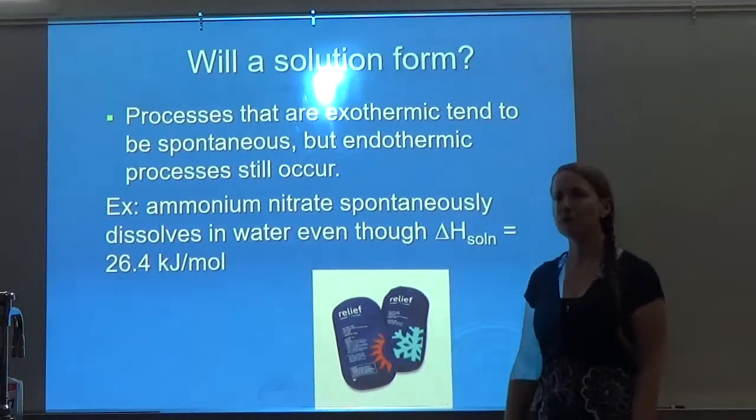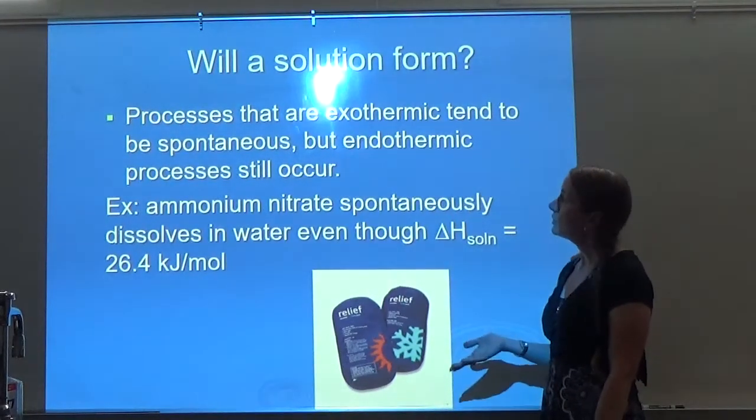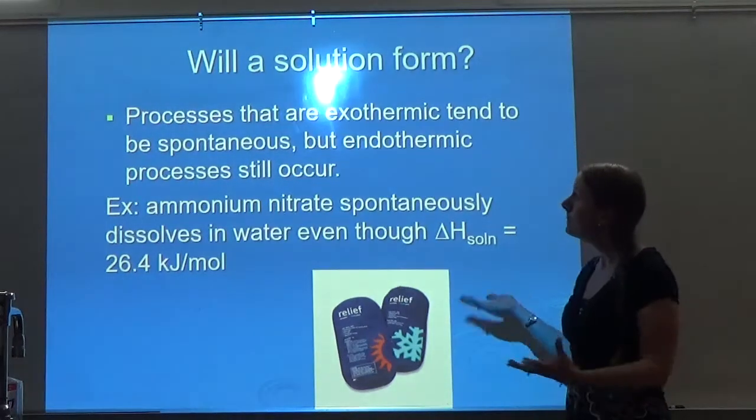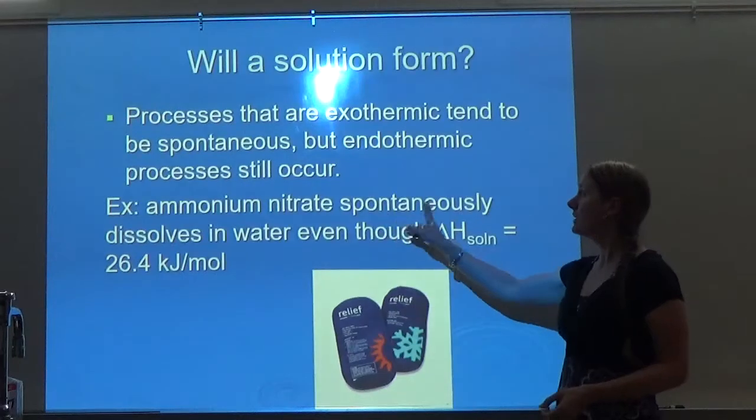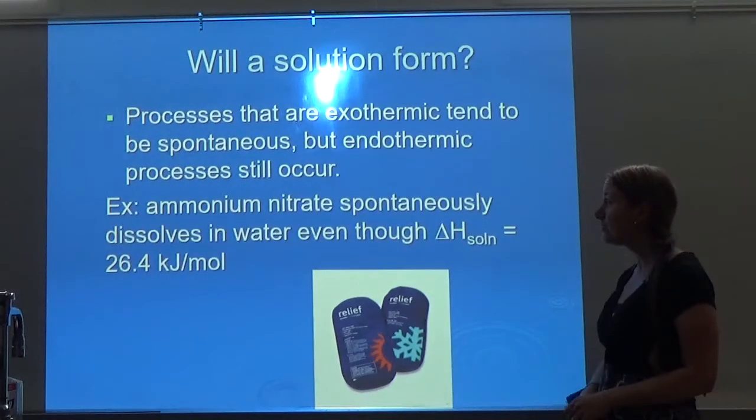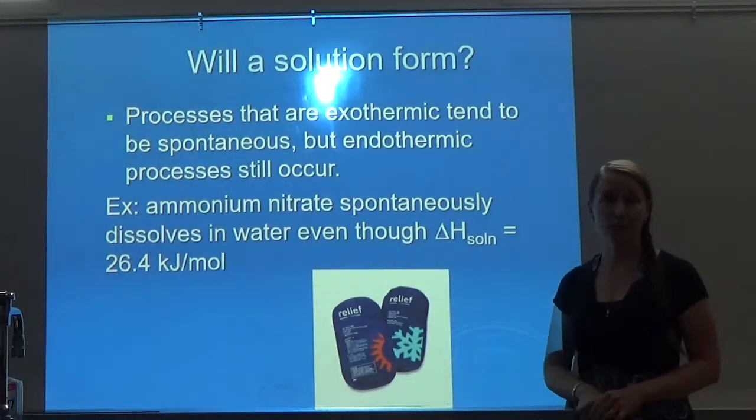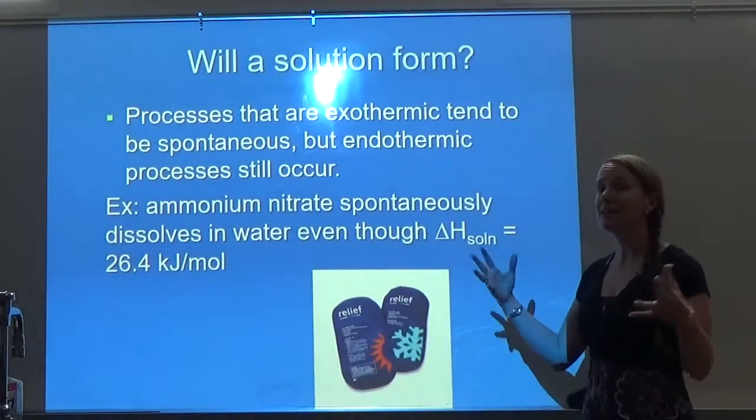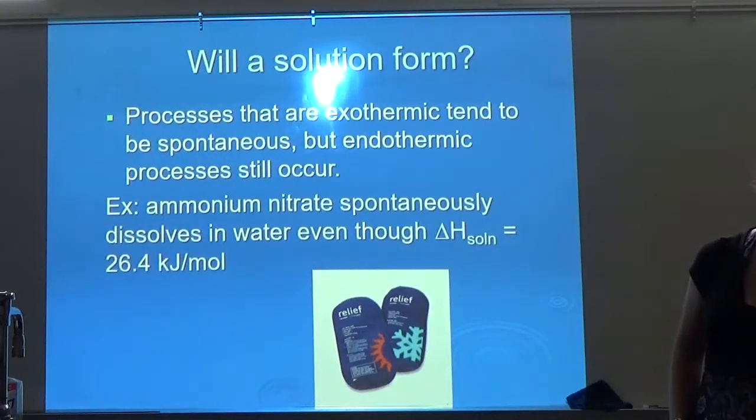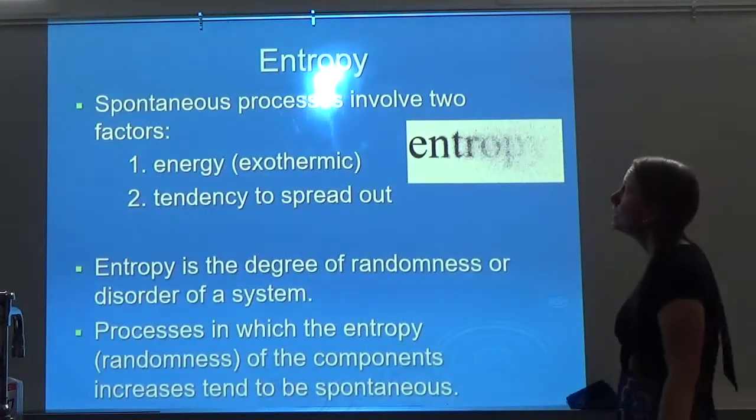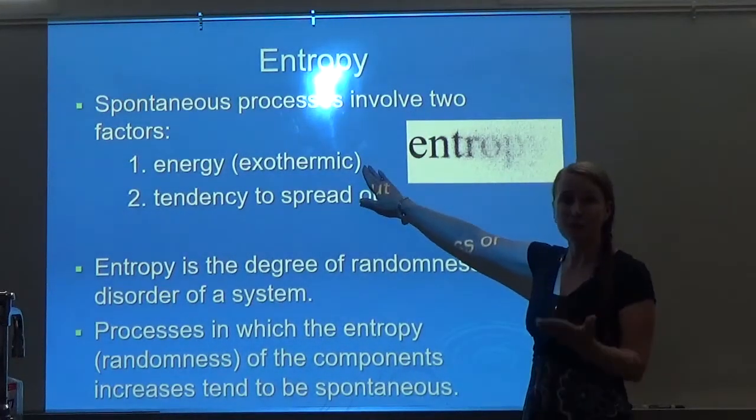Not all the time will a substance dissolve in something else. Processes that are exothermic tend to be spontaneous, but endothermic processes still occur. An example: ammonium nitrate will spontaneously dissolve in water even though its delta H of solution is a positive 26.4, implying that it needs energy to do that, which is not normally a spontaneous process. So why does this happen? Spontaneous processes involve two factors. Energy, we want to be endothermic.